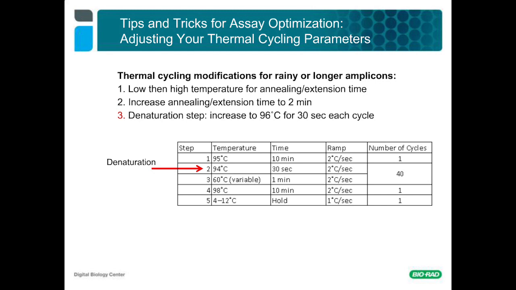Finally, changing the denaturing temperature from 94 degrees to 96 degrees for 30 seconds can be done, but is recommended as a last adjustment that can be made after digesting the sample DNA and running an anneal extend temperature gradient. Often it can eliminate or reduce any lingering rain.